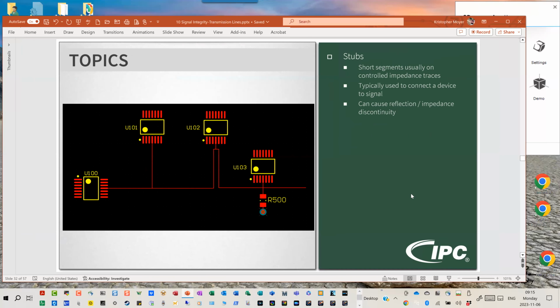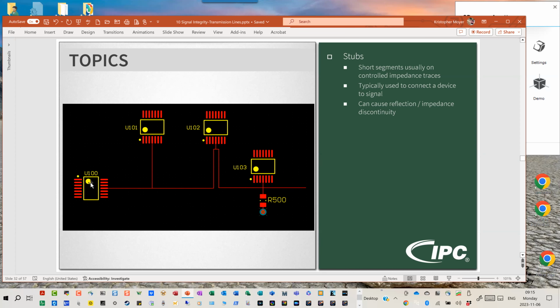All right. So stubs. Stubs are the next area of concern when it comes to signal integrity. Stubs are short segments, usually on controlled impedance traces. They're typically used to connect devices to a signal, and they can cause reflections and impedance discontinuities.